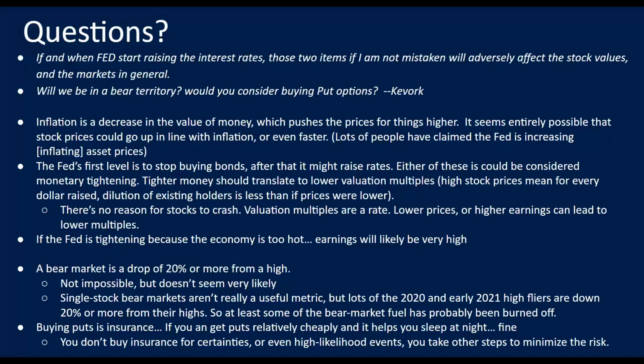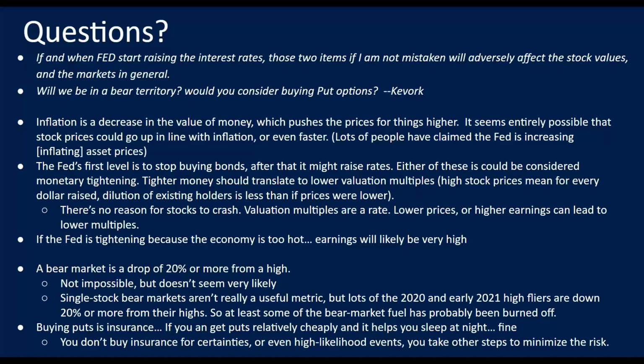But I do think it's worth noting that we looked at those Russell 2000 charts. Lots of the 2020, early 2021 high flyers are down 20% or more from their highs. So at least some of the real fuel for a bear market, in terms of the things that would sell off super hard, right? Some of those prices have already come down.